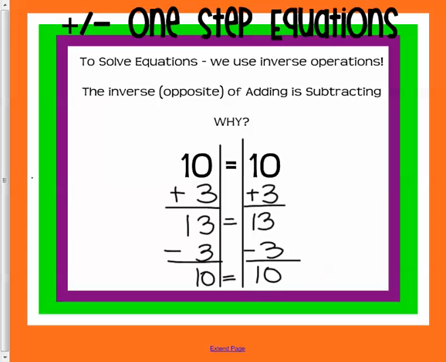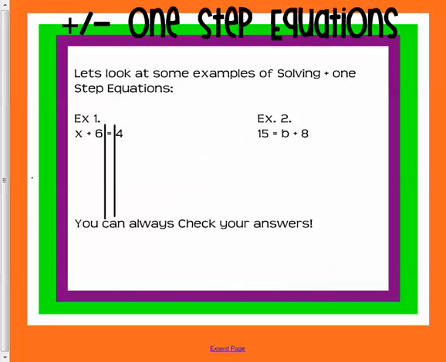So these are called inverses. Adding 3 and subtracting 3 are inverses of each other. They're opposites. So to get rid of something, we always do the opposite. So let's explore that further.